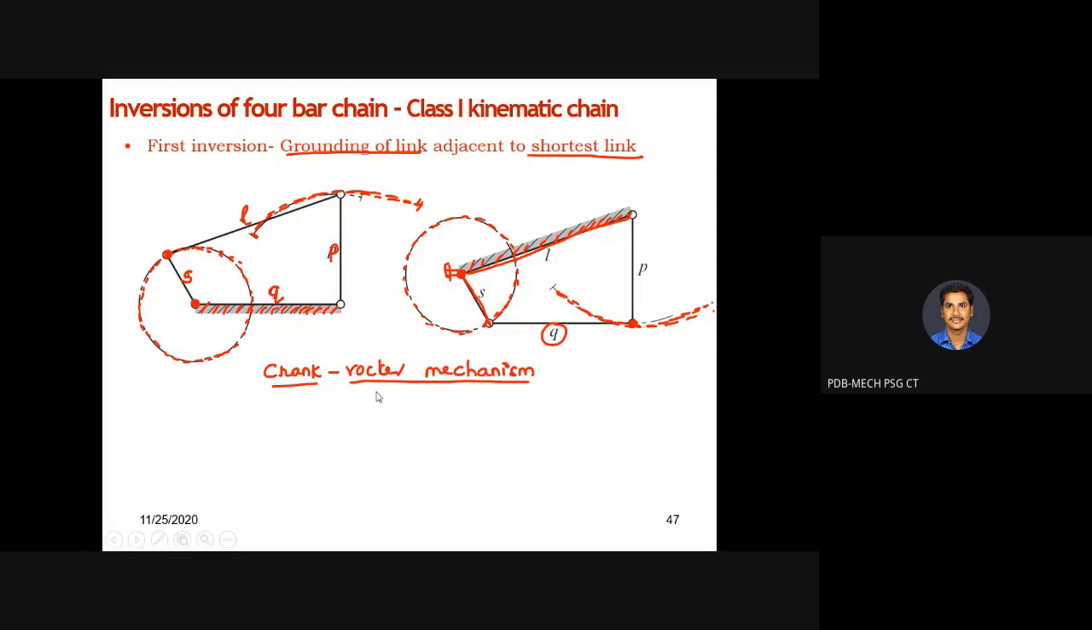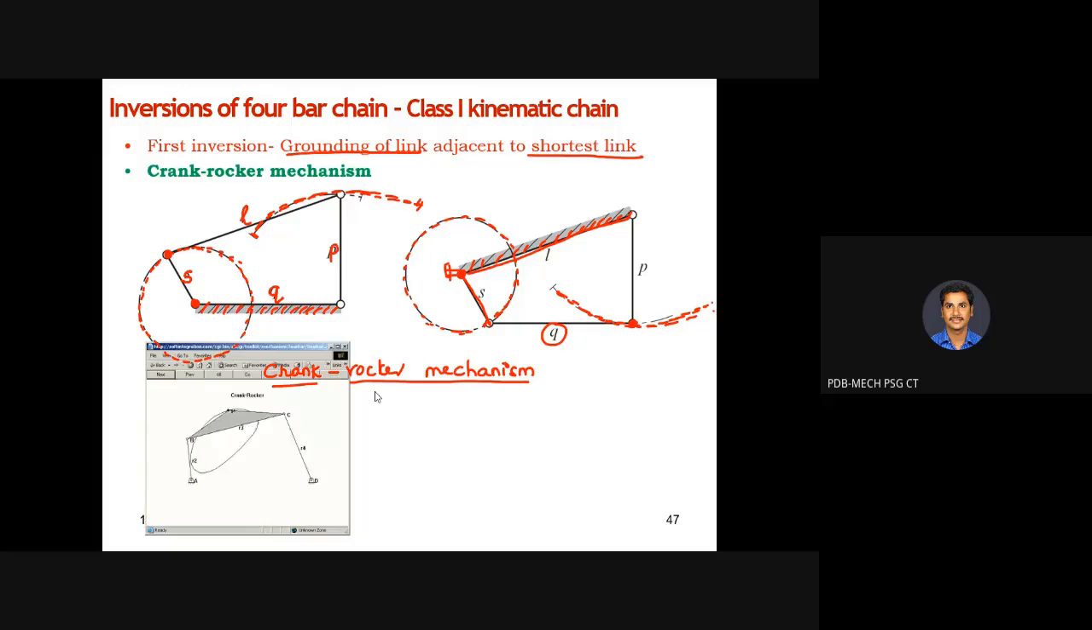So this is an application of the first inversion. Since both are similar, we are keeping it as first inversion, because we are fixing the links which are adjacent to the shortest link. So the mechanism we are obtaining is the crank rocker mechanism. Now you can view the animation of the crank rocker mechanism. The crank is rotating a complete 360 degrees, and the rocker is making rocking motion. Here the coupler is like a turner link. Don't bother about the coupler. Please try to understand the motion of the input link and output link.